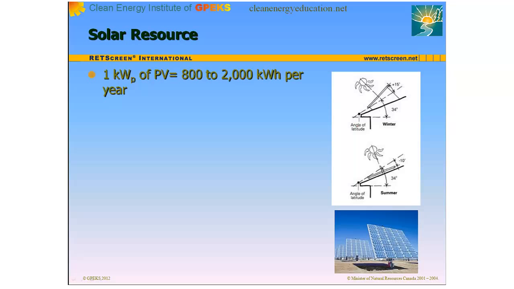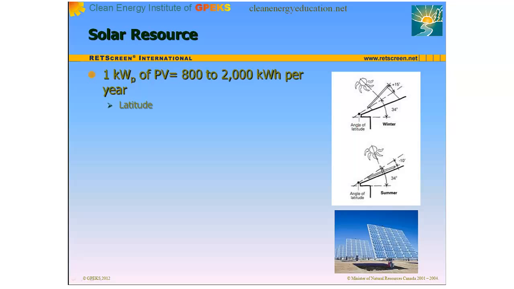When there is less sunshine, the array provides less power, but is still called a 100 peak watt array. At the vast majority of locations on the planet, a peak watt of installed photovoltaic capacity oriented to catch the sun will generate between 800 and 2,000 watt-hours of energy per year.